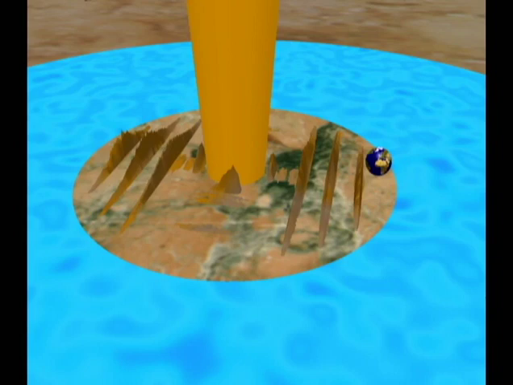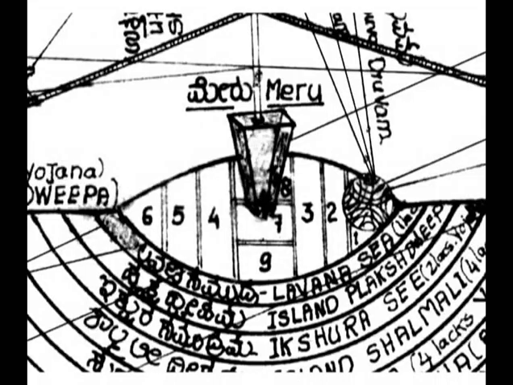One way around this is to suppose that Bharatavarsha includes the entire Earth globe, while the other 8 Varshas refer to celestial realms outside the Earth. This is a common understanding in India, and it is illustrated by this 19th century South Indian diagram, where the Earth globe is identified with Bharatavarsha.